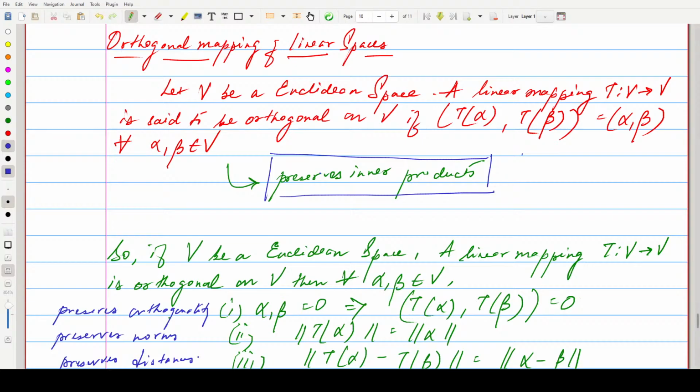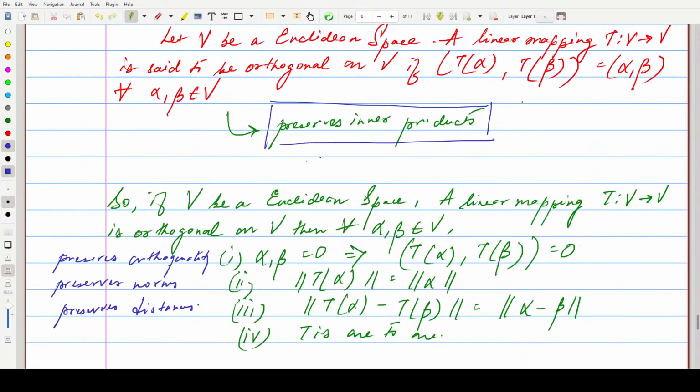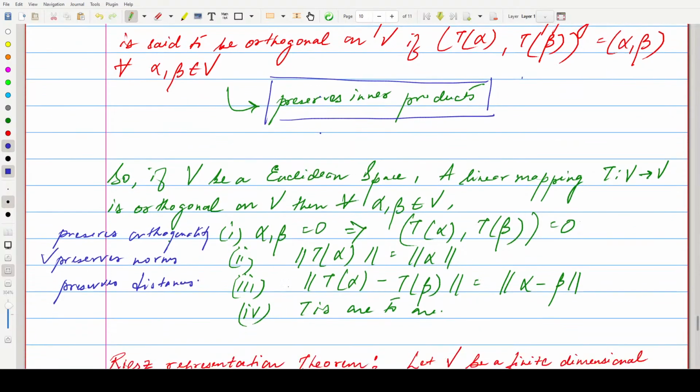So okay, now we are talking of inner products. Why do we need to talk about inner products? Because we are defining orthogonal maps, right? So V is a Euclidean space, a linear mapping T from V to V is orthogonal on V, and for all alpha, beta belonging to V, if alpha and beta are orthogonal, that means their inner product is equal to 0, so the transformed values will be 0, and the norm of T of alpha will be the norm of alpha, since it preserves the norm, right?